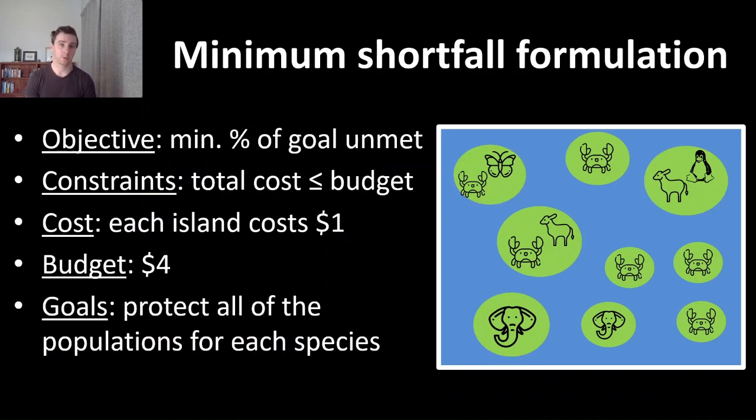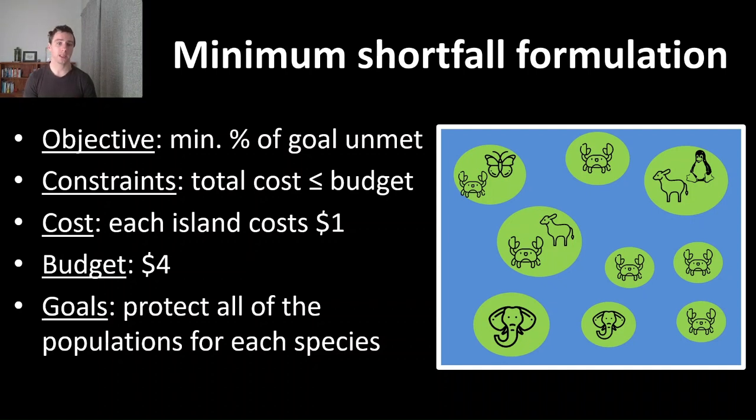Now let's look at the minimum shortfall formulation. Here our mathematical objective function is to minimize the percentage of each goal that is unmet and then sum those together. This is a bit more complicated, but we've also got constraints, and our constraints are that the total cost must not exceed the budget, must be less than or equal to the budget. Similar to the previous example, let's assume that each island has a unit 1 cost, and now let's say that we're going to specify a budget of 4. What this means is we can have no more than 4 islands selected in our optimal solution, because each island has a unit 1 cost.